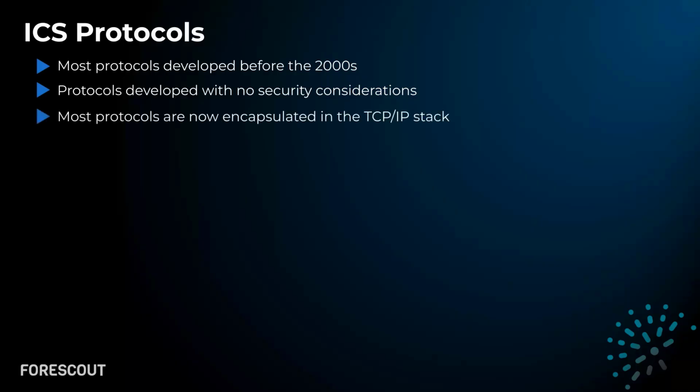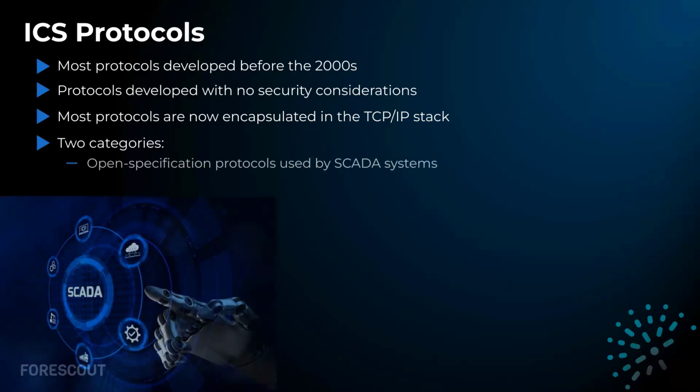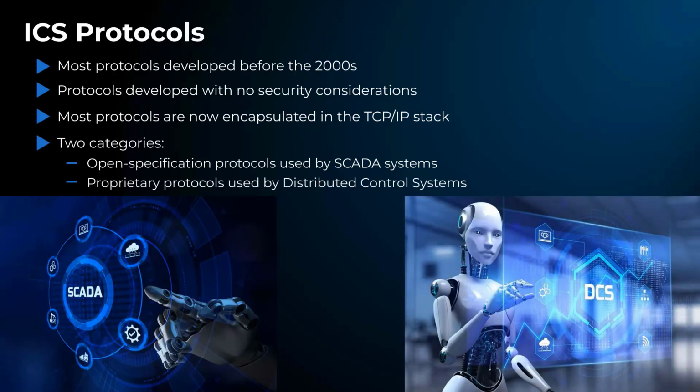To accommodate the advancement of communication technologies, most of these protocols are now encapsulated within the TCP/IP stack, enabling them to function on Ethernet. There are two main types of ICS protocols. Open specification protocols used by SCADA systems have openly available documentation and interoperability between devices from different vendors. And proprietary protocols used by distributed control systems are developed by specific vendors, typically for exclusive systems.